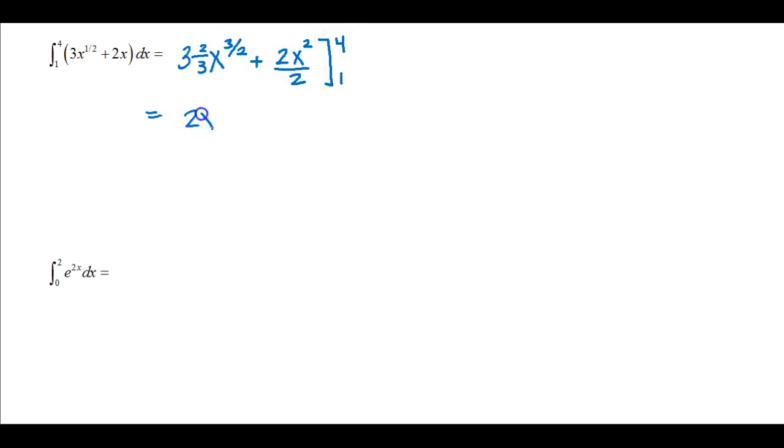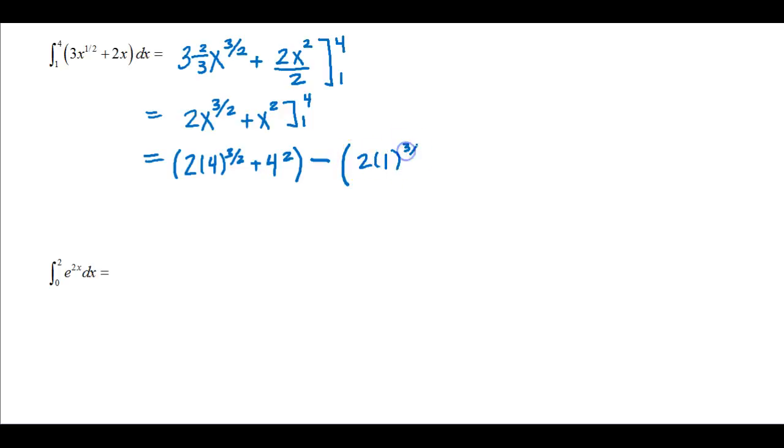So we're going to have 2x to the 3 over 2 plus the 2's cancel here, x squared, evaluated from 1 to 4. So now we first substitute 4 into the general antiderivative. So if we substitute in 4, we're going to have 2 times 4 to the 3 over 2 plus 4 squared. And all we've done is substitute in the 4, the upper limit of integration. And now we need to subtract, plugging in the lower limit of integration into the general antiderivative. So we're going to get 2 times 1 to the 3 over 2 plus 1 squared.